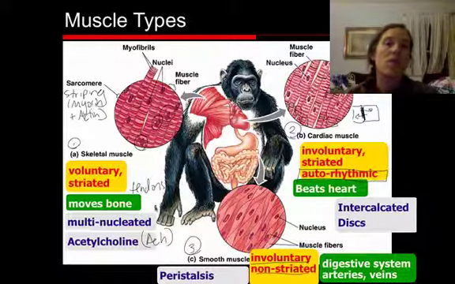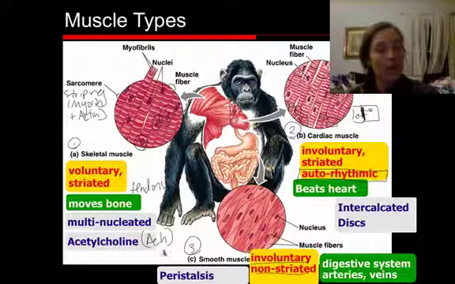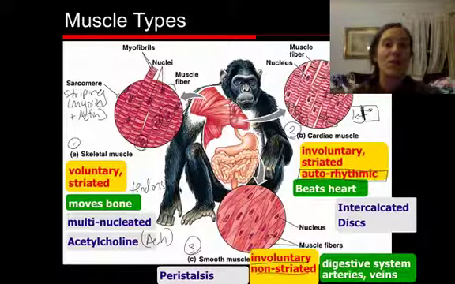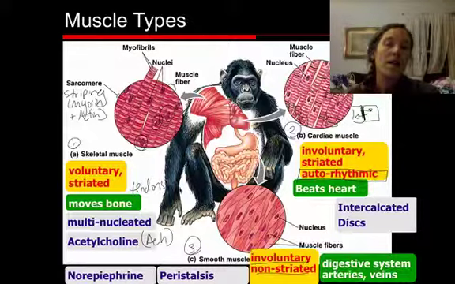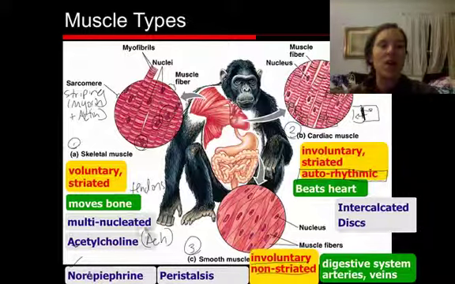Peristalsis is the rhythmic contraction of smooth muscle to push food through your digestive tract. So from your stomach to your small intestine, to your large intestine, to your anus, and then out of your body. Again, you're not thinking about that to move it, but it is moving thanks to your subconscious. And lastly, smooth muscle is stimulated by a different neurotransmitter called norepinephrine. So instead of acetylcholine, we have norepinephrine. Those are some of the differences between the three types of muscle fibers. All right, let us move on.